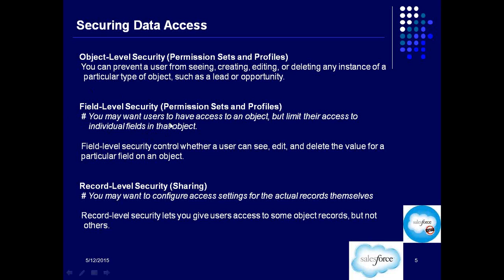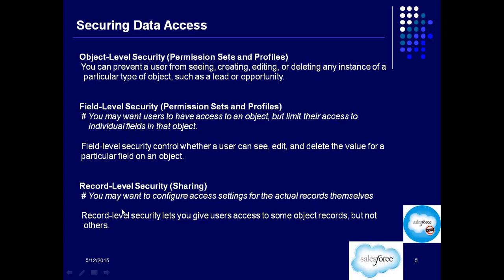Or, talking about Archana, she has access to the campaign object, but I don't want her to see the budget field. There's a field called budget or actual budget of the campaign. I don't want her to see the budget of the campaign. That is field level security, where I am trying to restrict the permission at a field level.